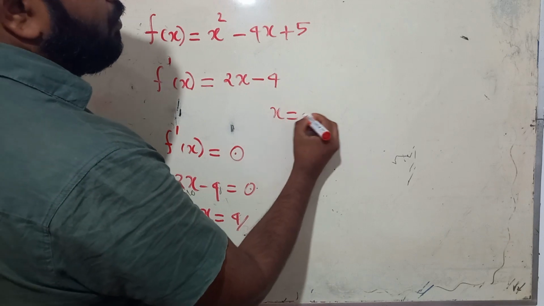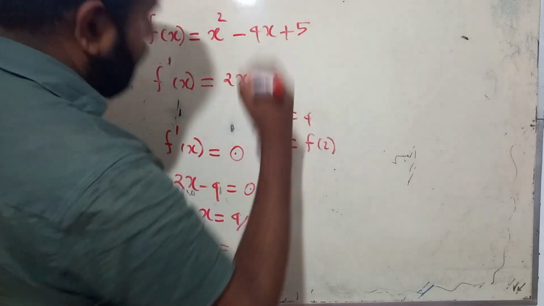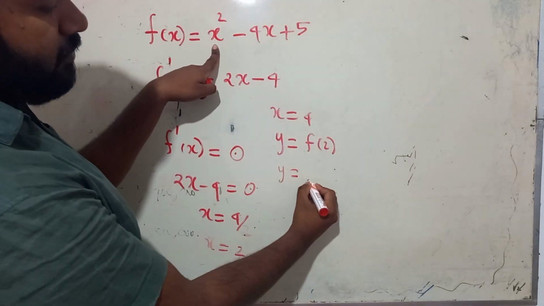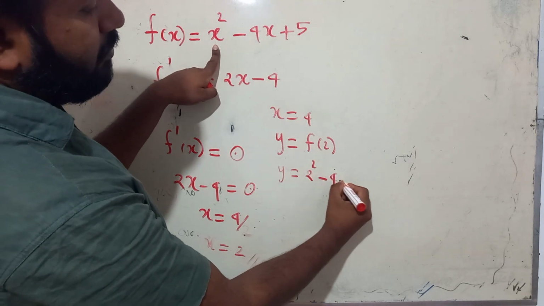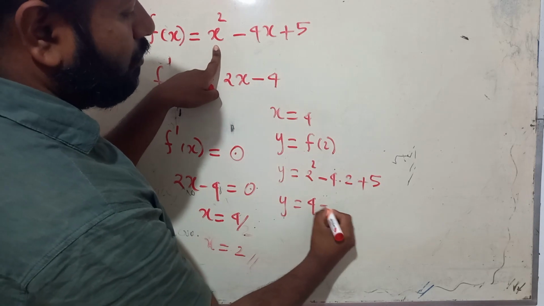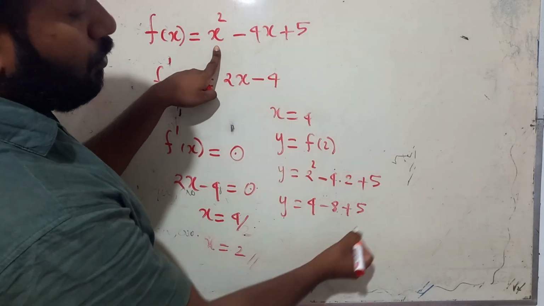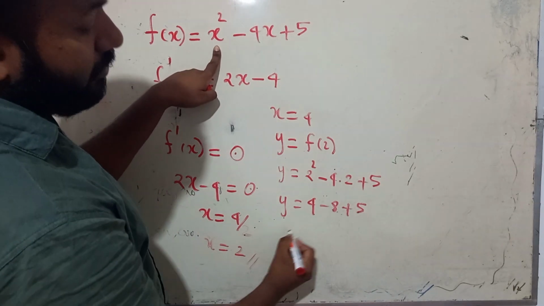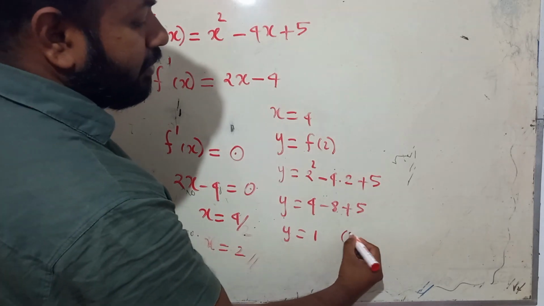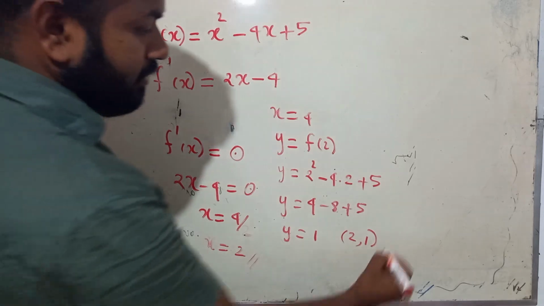When x is equal to 2, you have to find the corresponding y value, that will be equal to f of 2. Substitute 2 here: 2 squared minus 4 into 2 plus 5. So y is going to be equal to 4 minus 8 plus 5. 4 plus 5 is 9, minus 8, so y is going to be equal to 1. So the coordinate of the turning point is (2, 1). Right? It's a turning point.